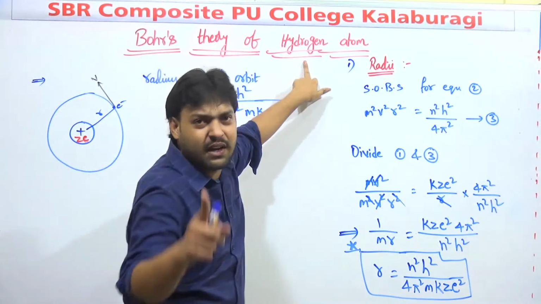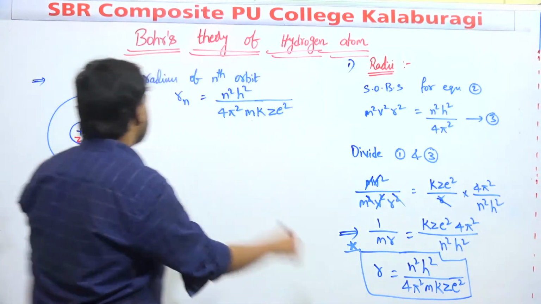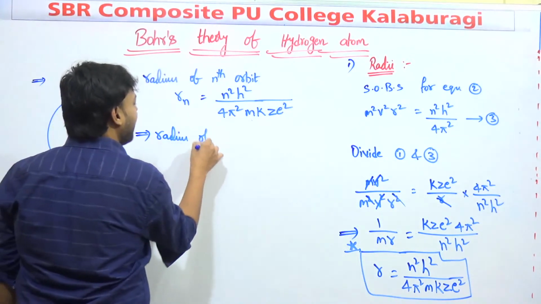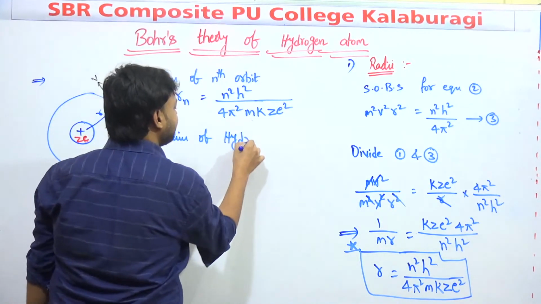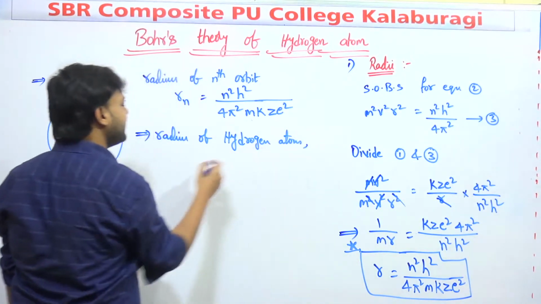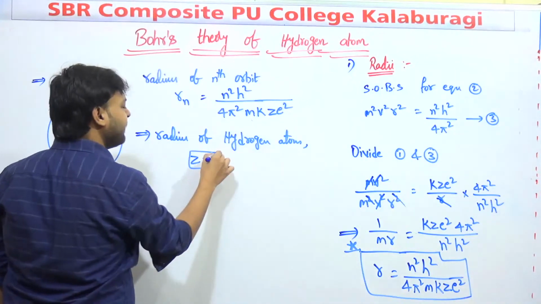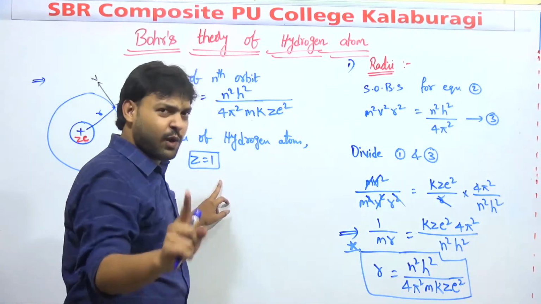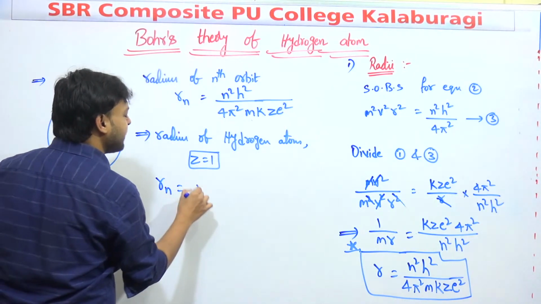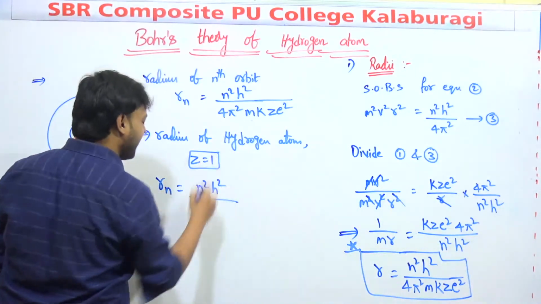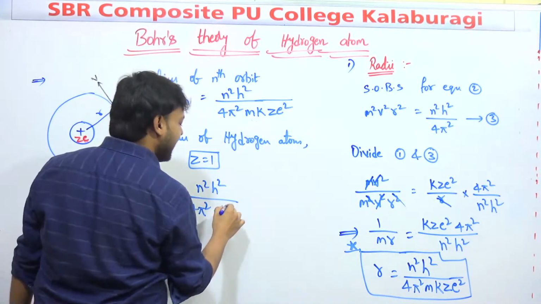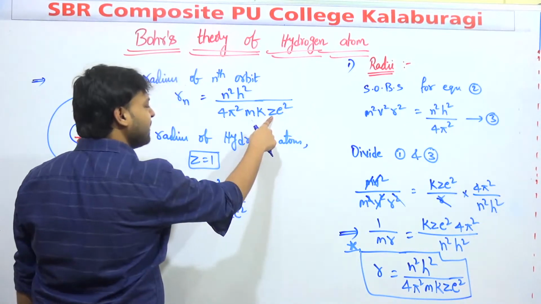Now we have to discuss what? Hydrogen atom, right? So now the radius of hydrogen atom. I can write Z equals 1, right? For hydrogen, atomic number is 1. So Z value will be 1. So I can write Rn equals n square h square divided by 4 pi square, mass of the electron, and k e square.